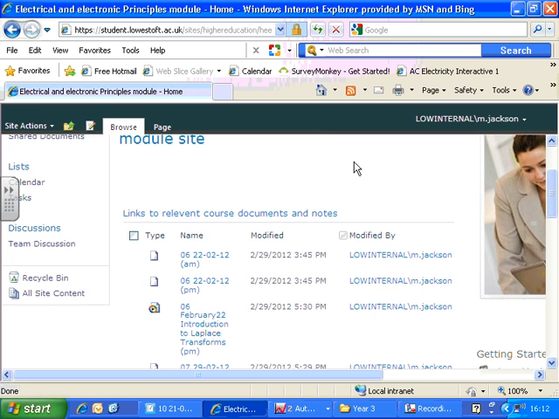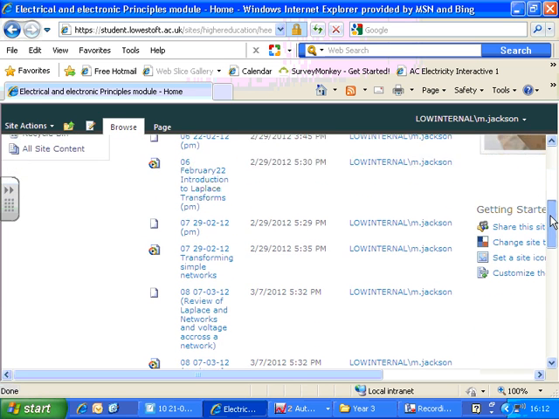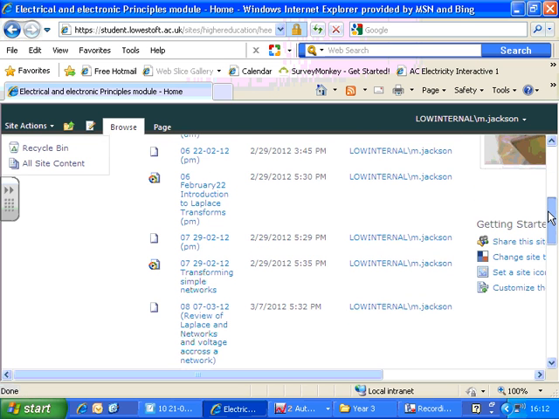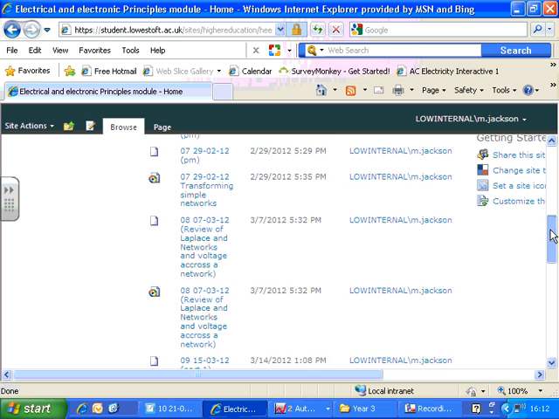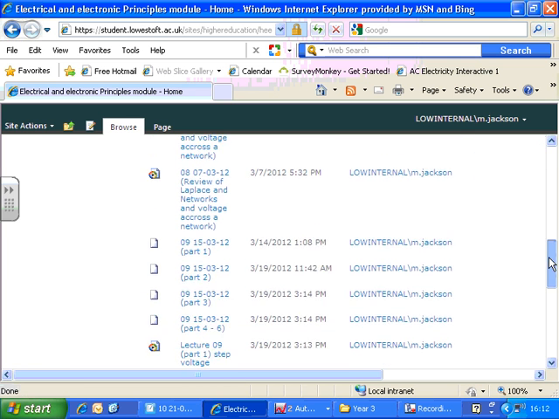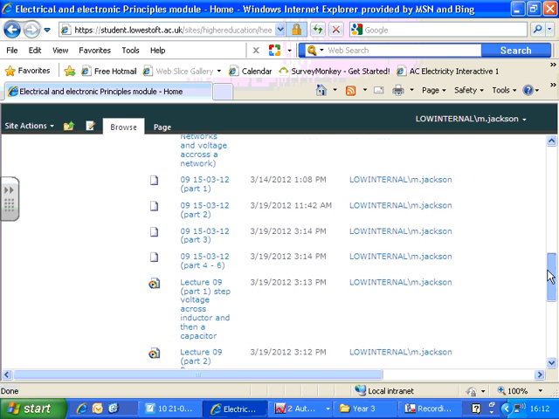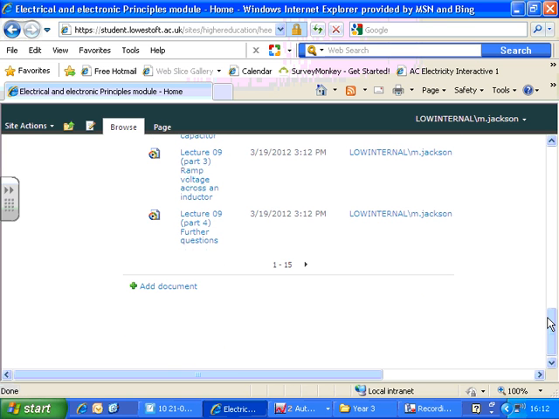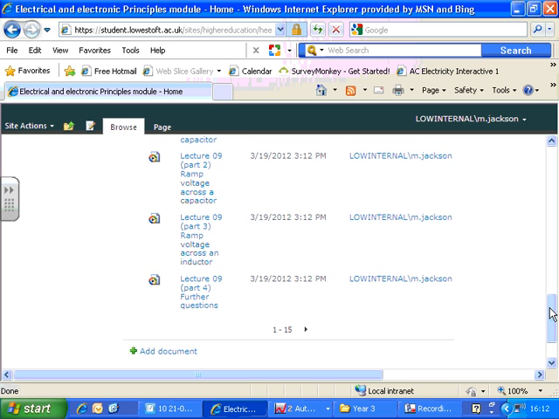Once you're there, then you'll see the PDF bars for the notes and the videos. The earlier ones that we had, where we introduced the Laplace transforms and looked at some simple networks, are there, but the ones I really want to focus on are these 3 or 4 here. Step voltage across an inductor and then a capacitor, the two together in this one. And then there's another one, part 2, on the voltage across a capacitor. And then the ramp voltage across the inductor, which is the extension exercise. And then some further questions to have a look at to practice those.